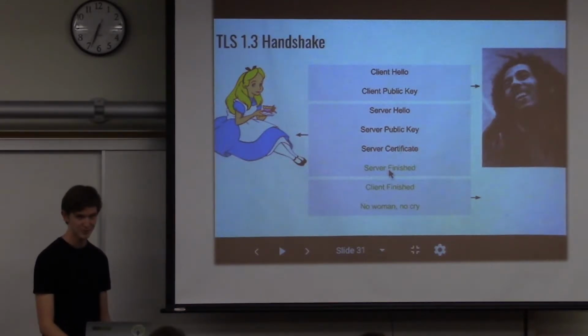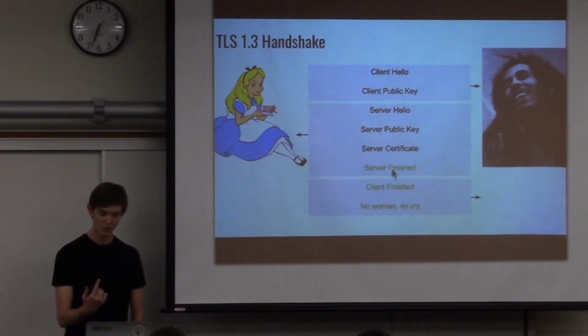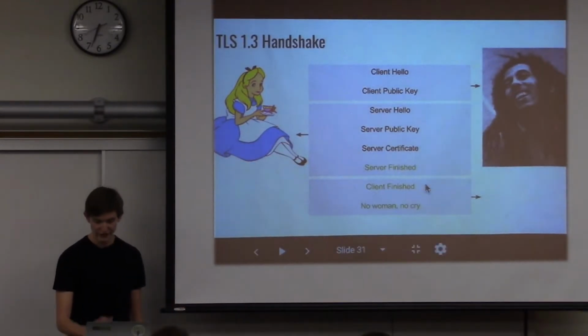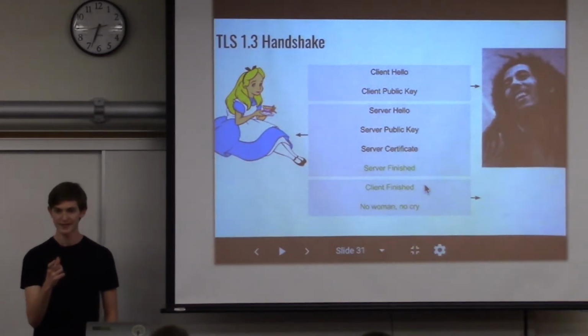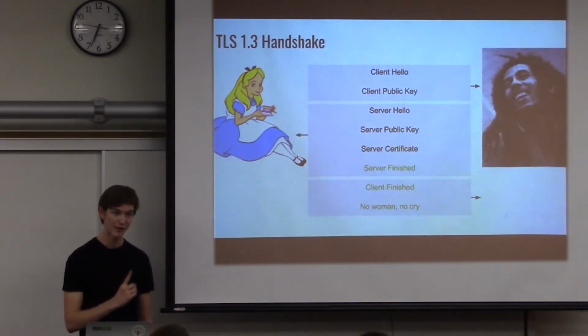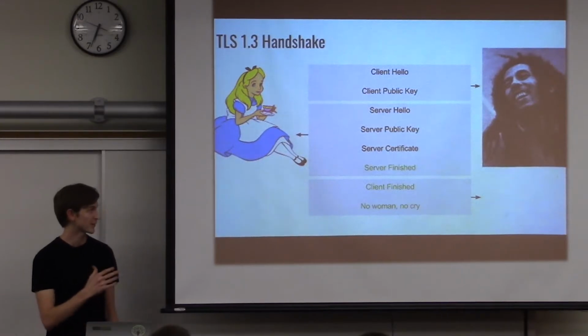And now it can send the finished packet. So in one round trip, we're already encrypted. And then the client sends back the finished along with the first few bytes of the actual data it wants to send. So TLS 1.3 has a single round trip to be able to open up a TLS connection.